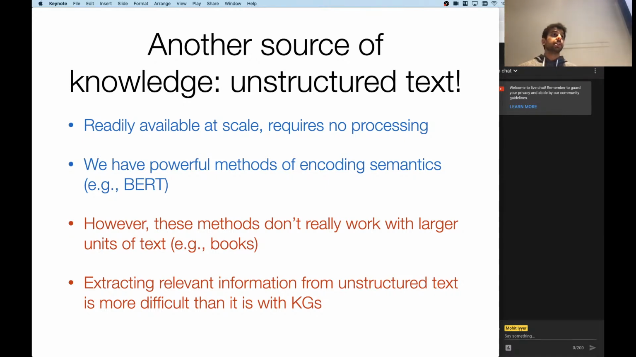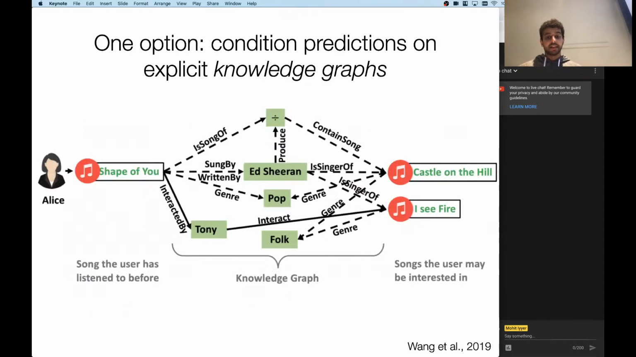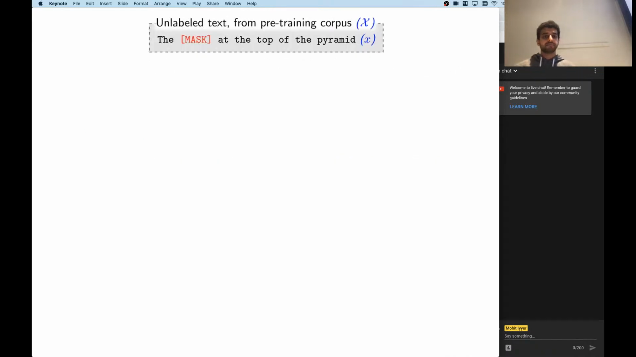So in today's lecture, we will be focusing just on the case where your knowledge store consists of unstructured text, for example Wikipedia. How can you use this to improve the performance of a neural model? If you're interested in this kind of work, there are definitely many papers where people have developed methods to interface language models with knowledge graphs, but we won't talk about those today.